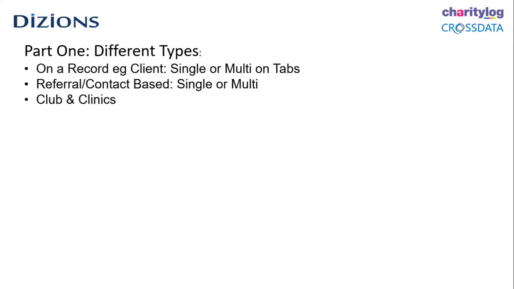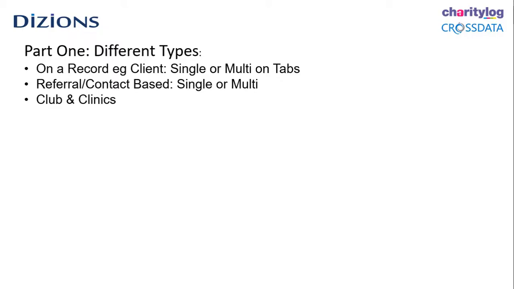So what I mean by located, you can put extension database on a whole range of different things, but they are handled slightly differently. So the first thing you can do is put them on different records. So for example, a client, a volunteer, or a staff record. You can put them on a tab, just as a single field on a tab if you want to, or multiple fields on a single tab, or you can have multiple records on a tab, and we'll look at that. The second one that's most commonly used is the referral or contact-based extension database. You can also have single or multiple records on those referrals or contacts.